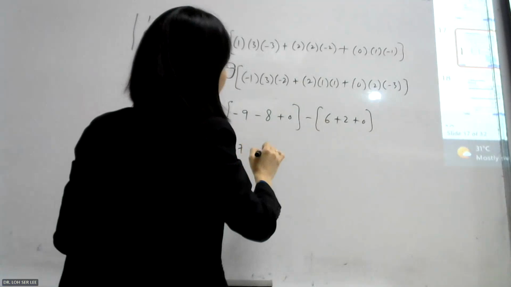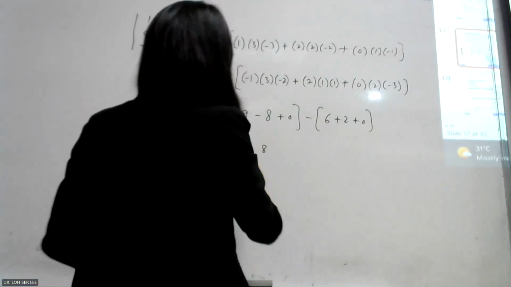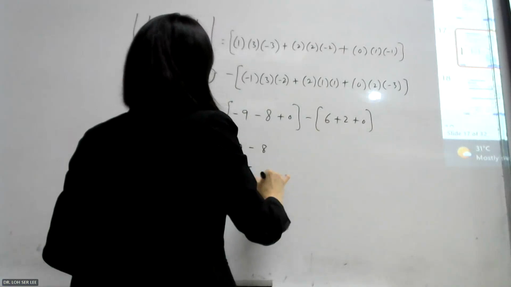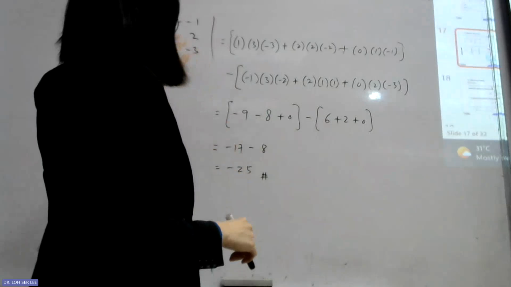-17 minus 8 is -25. So this is the determinant of this matrix.